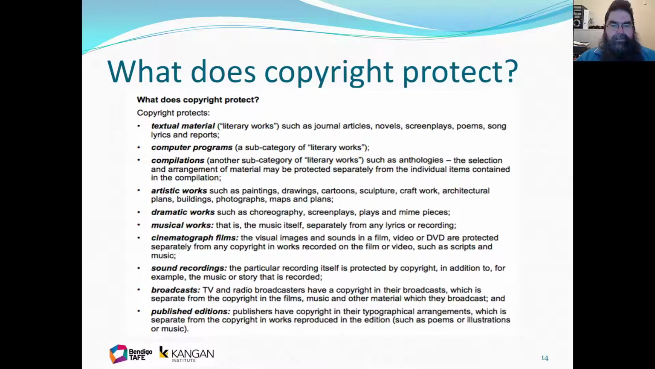Screenplays, music. The music itself is copyrighted, and it's separate from the lyrics and the recording. Film video is protected separately, as I said earlier. The scripts are under literary works, so broadcasts and that come under the separate sections, but a lot of it is under copyright as for TV and radio, but films come under a different set.